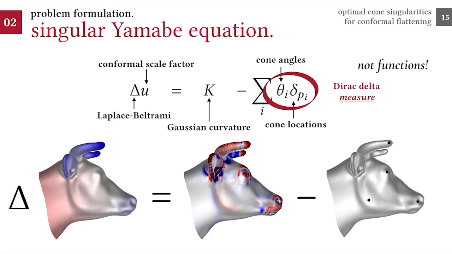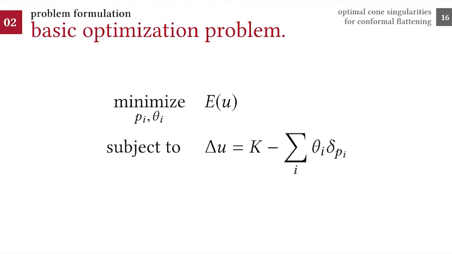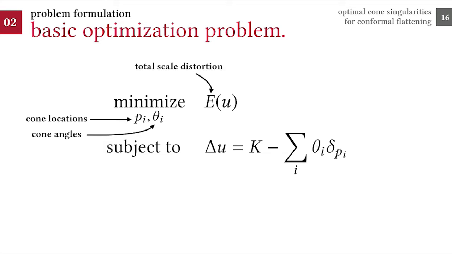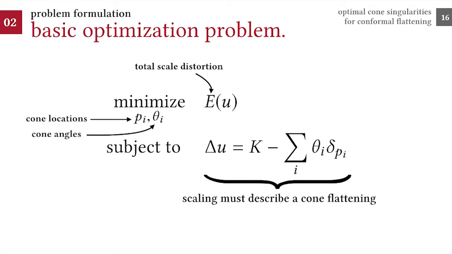Now this cone metric is represented by a weighted sum of Dirac delta measures, where the weights in front represent the cone angles. Now we can use this Yamabe equation to write down a nice optimization problem. The idea is we want to find the best configuration of cone points and cone angles that minimizes some total scale distortion, subject to the constraint that the scaling actually describes a cone flattening. And this constraint is nothing more than the singular Yamabe equation.